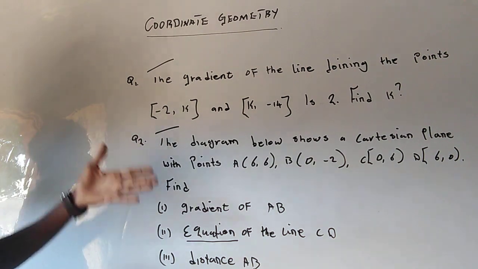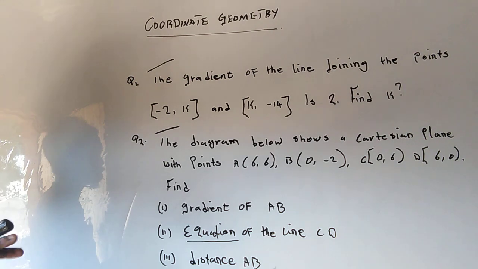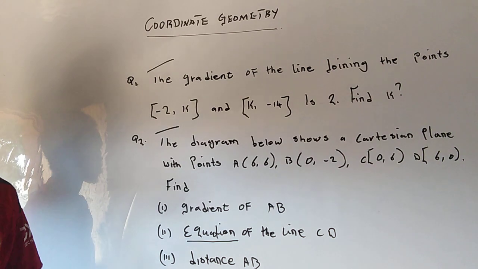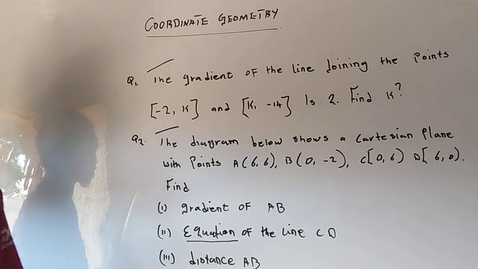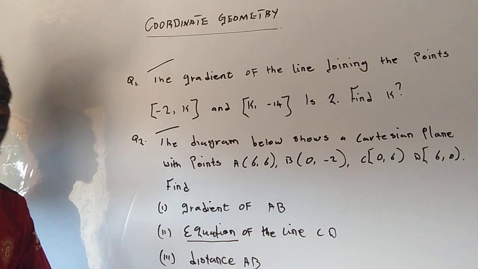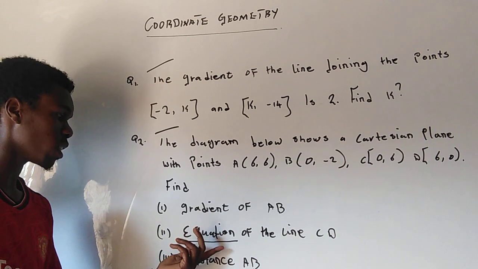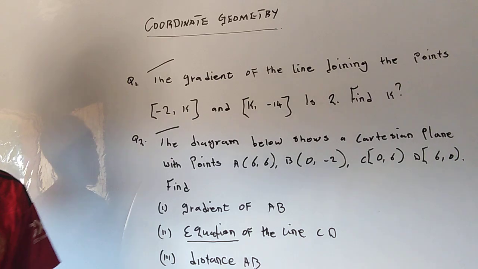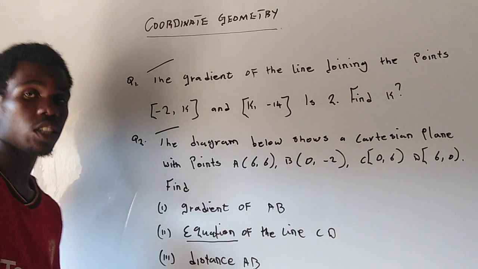In today's presentation, we'll be looking at coordinate geometry. Under coordinate geometry, there are three important questions which they normally ask, so it's very important that you know them before you enter an examination room. The first is how you come up with the gradient of the line. The second is how you come up with the equation, which can be the equation of the line or the equation of the straight line, one and the same thing. The third is how you come up with the distance.